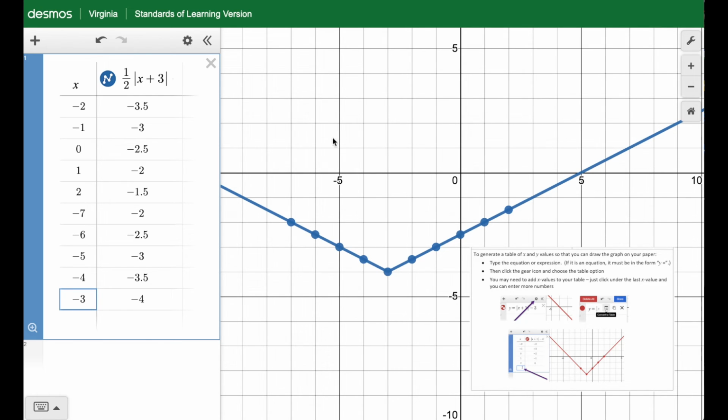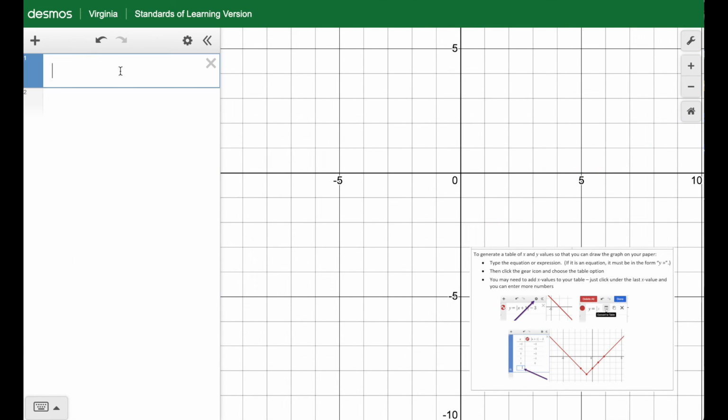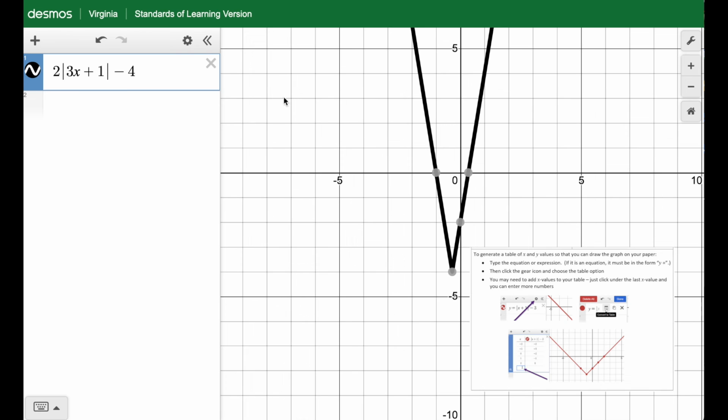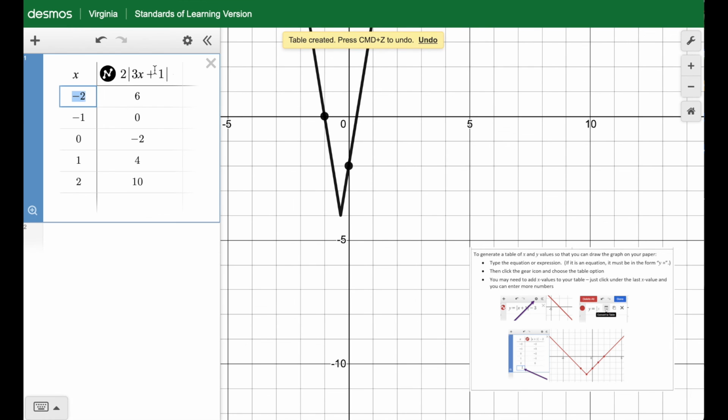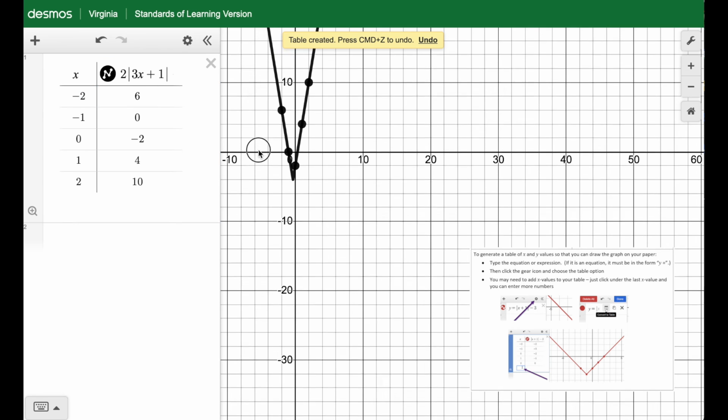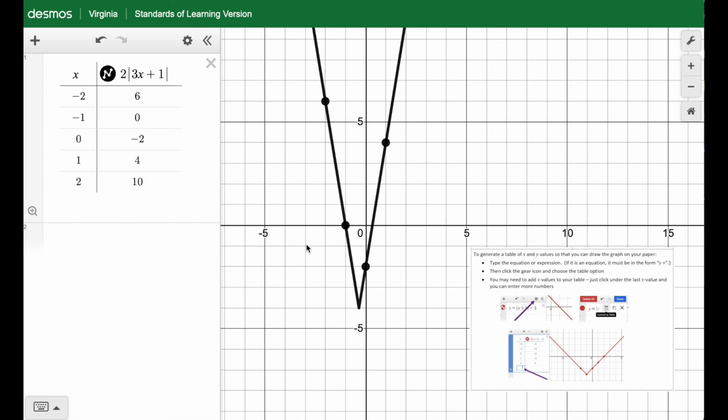The other thing that I was saying is that if I wanted to just type an expression that has an x but not y equals, it will do the same thing. So let's say that I want to graph 2 times the absolute value of 3x plus 1 minus 4. Let's say I need to put that on my graph paper. I'm going to do the same steps. Click on the gear, click on Convert to Table. It's giving me some of the points that'll help graph in this table, and I didn't need to type that y equals part.